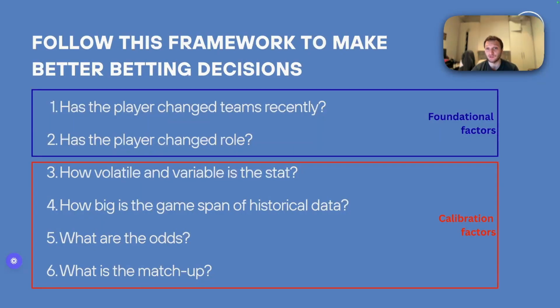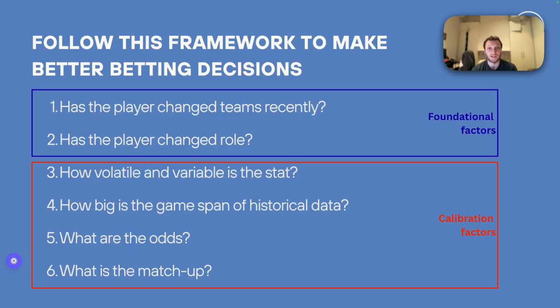We've put together a 6-question framework that you should always consider before placing any bet using the implied EV tool. The questions can be split into 2 categories. One I call the foundation factors, and the second the calibration factors. So the foundation questions have a binary result in determining whether the historical data is illustrative in helping you figure out a fair price. Those 2 questions are, has the player changed teams recently, or has the player changed role?